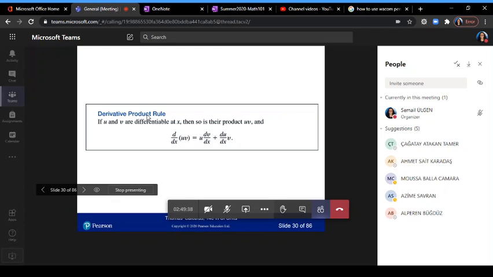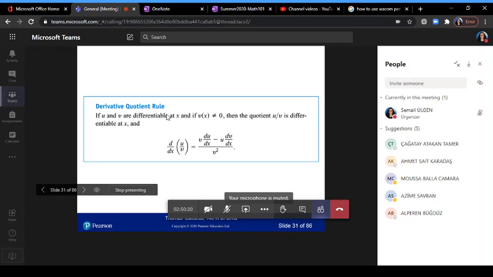Okay, derivative product rule. What is this? Let's say u and v are differentiable functions at x. Their product is going to be differentiable as well, u times v. And how are we going to take the derivative of that at that particular point x? The derivative is going to be: you keep the first one as it is, take the derivative of the second, plus take the derivative of the first times keep the second function as it is. So that's the rule, that's the product rule.